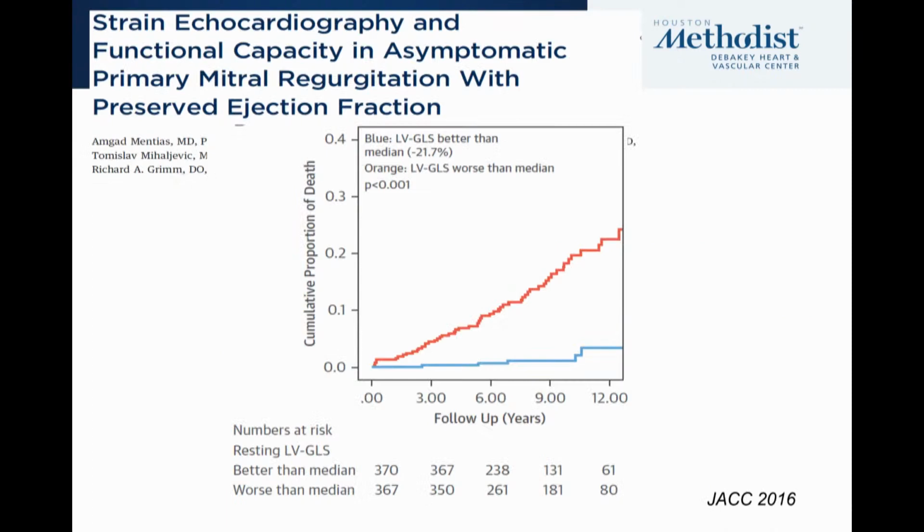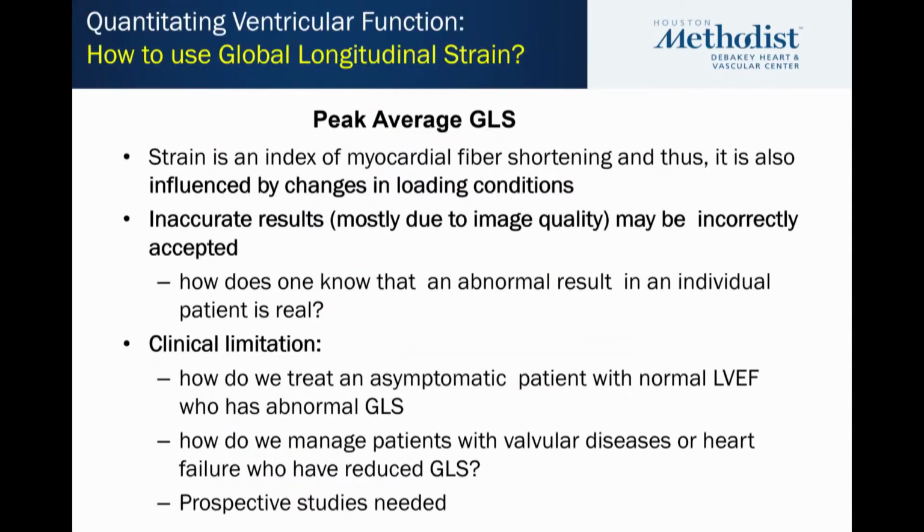In this study by Mentias, they follow people for 12 years. And regardless of whether they were treated medically or got surgery, the point was that those that had a strain below the median of 21.7 over time had a worse cumulative proportion of death. So as we learn more about these findings in valvular heart diseases, it may be that the guidelines may be altered in terms of decision making for interventions.